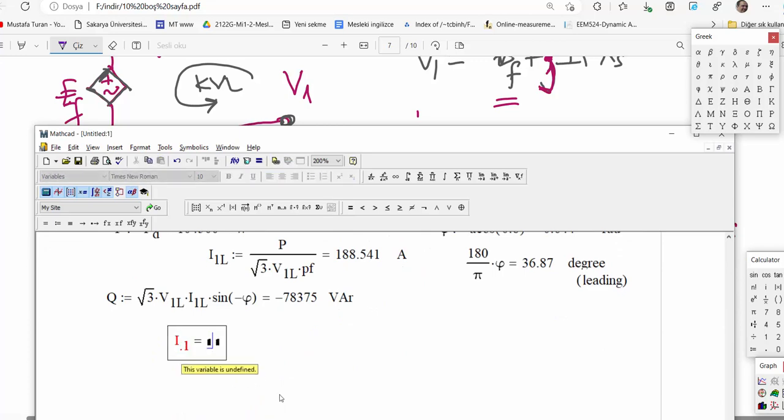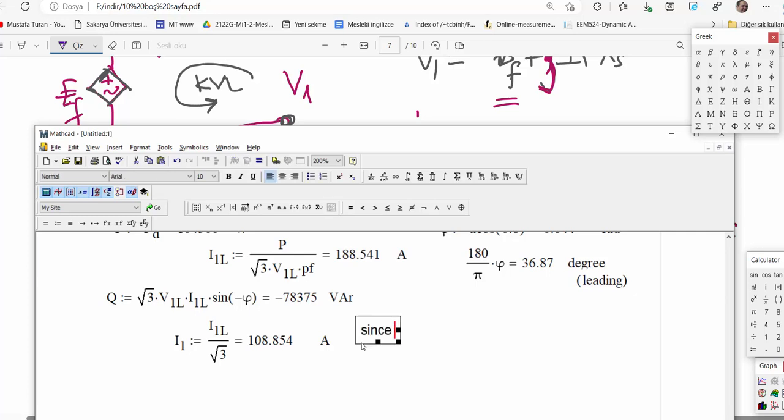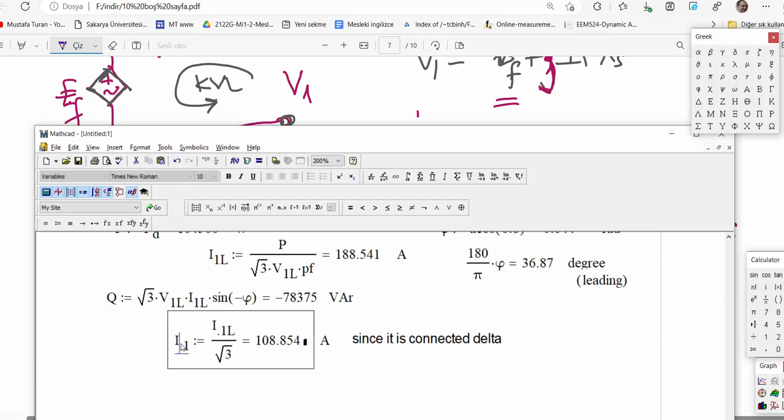I1 is unknown, so let's calculate I1 line over root 3. Excuse me, there's a mistake. Root 3, and it is such a value, since it is connected delta. Current can be written as like this because it is connected delta.